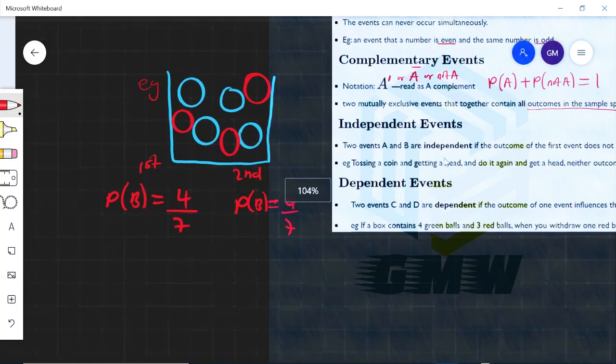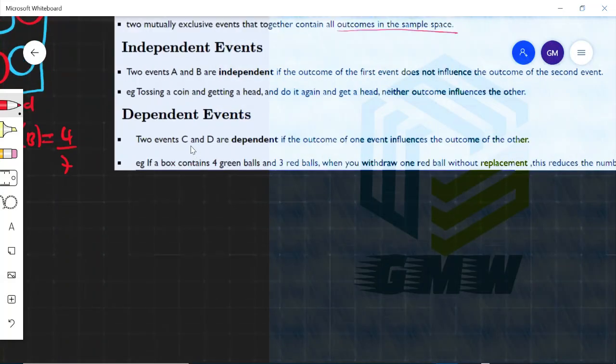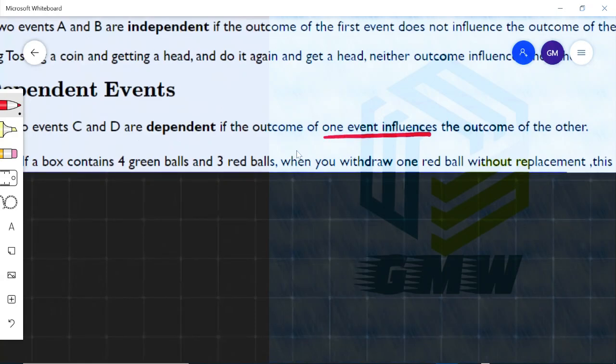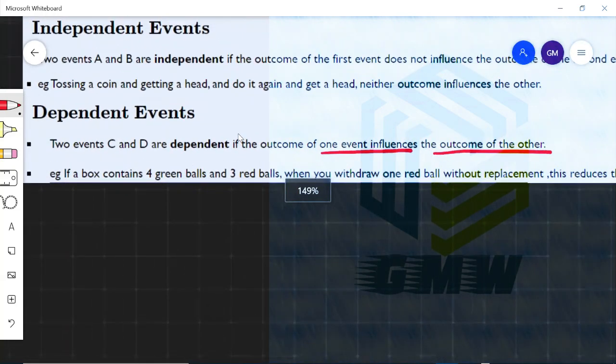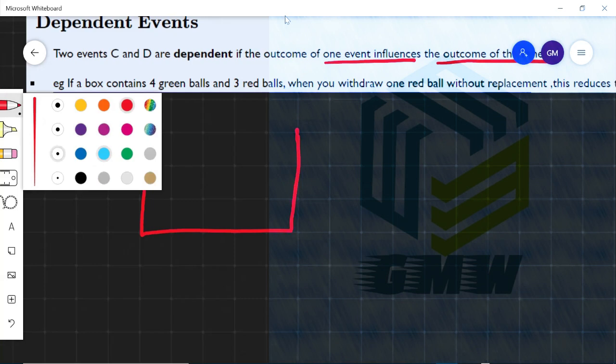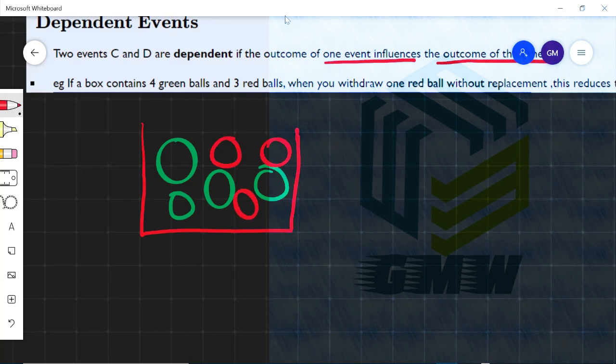Okay? All right. Then we now have dependent events. Two events, C and D, are dependent if the outcome of one event influences the outcome of the other. So the example says, if a box contains, let me make that box so that you actually see what is happening. That's a bad box, but it's a box. Let's say it's about to be torn. Now, it contains 4 green. So let's put green as it is. 1, 2, 3, and 4, right? 4 green. And 3 red. 1, 2, and 3, right?